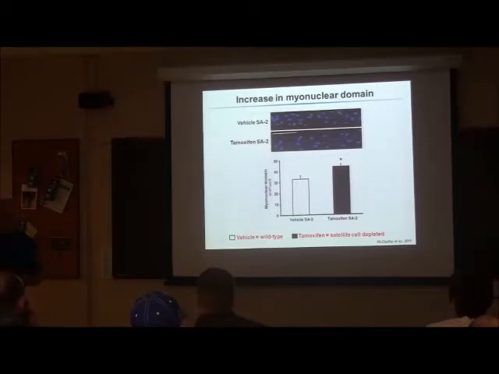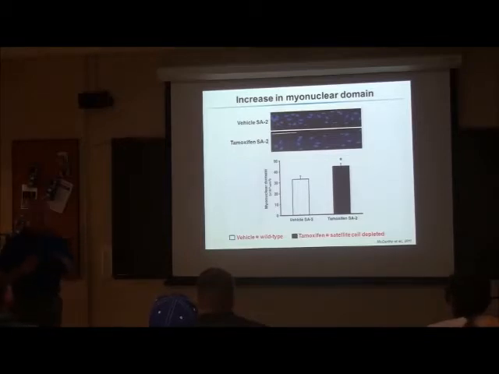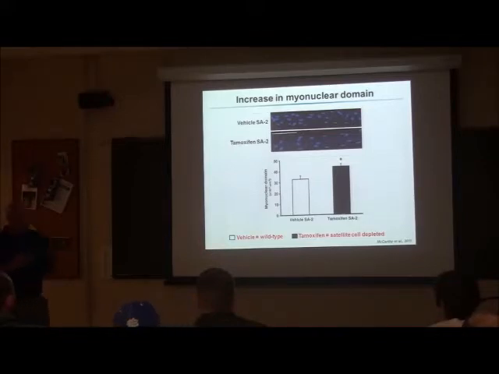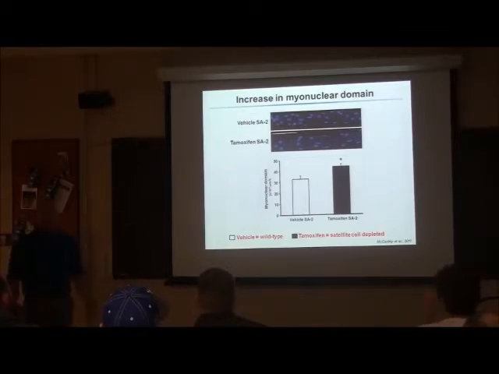So now what we're trying to do is calculate myonuclear domain, right? Because again, the idea is the reason you need more nuclei when you hypertrophy is you have to maintain that ratio of cytoplasm to nucleus, right? Each nucleus oversees a certain amount of cytoplasm. So if the fiber gets bigger, there's more cytoplasm, so you have to have more nuclei. That's what the field believed.